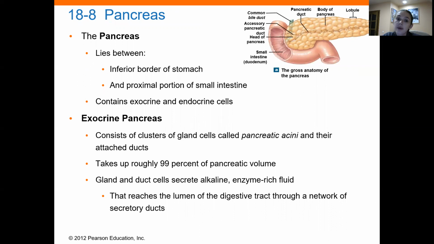Pancreas. The pancreas lies between the inferior border of the stomach and the proximal portion of the small intestine. It is a mixed gland. It has exocrine and endocrine function. Exocrine function is presented by the enzymes, and endocrine function is presented by the hormones.